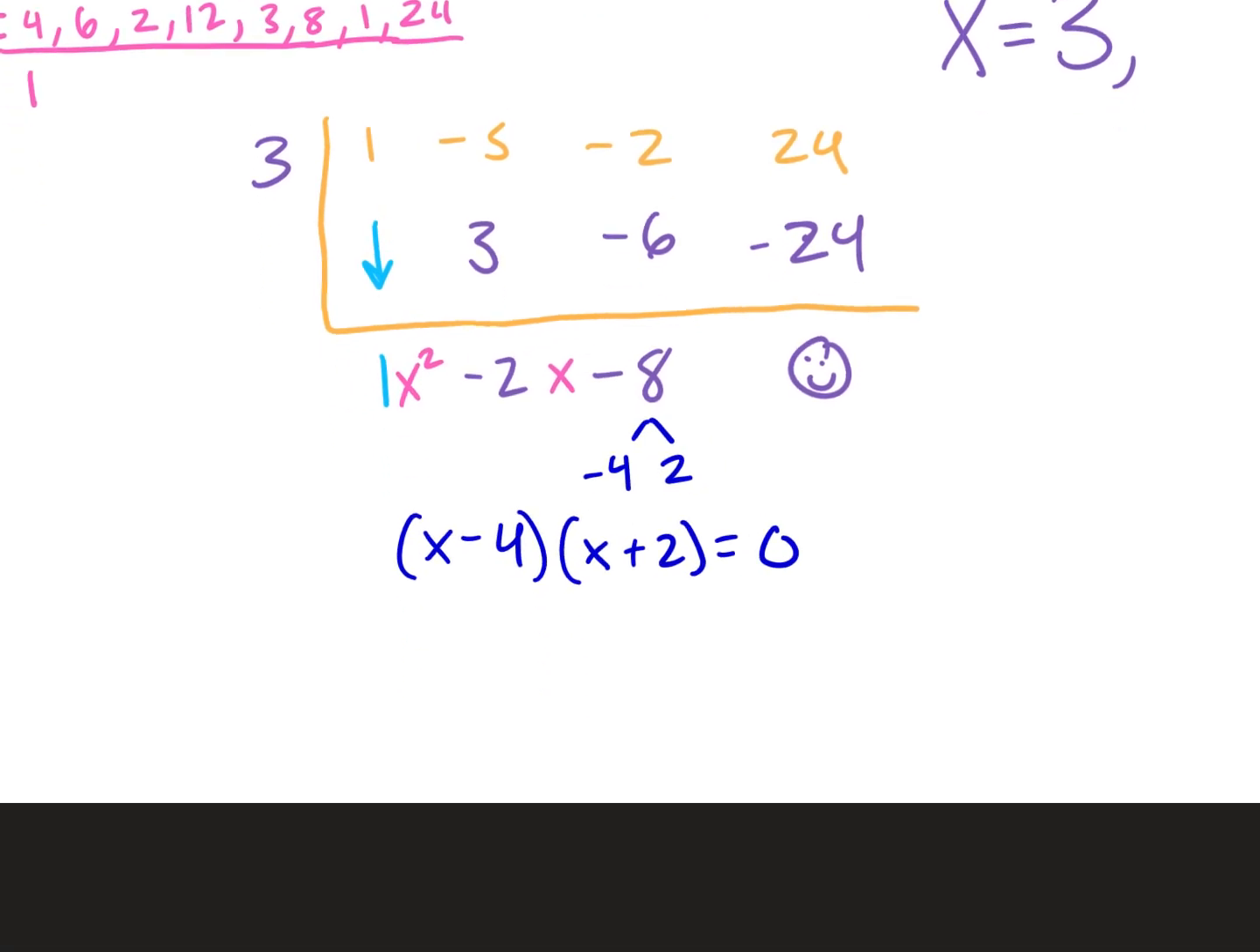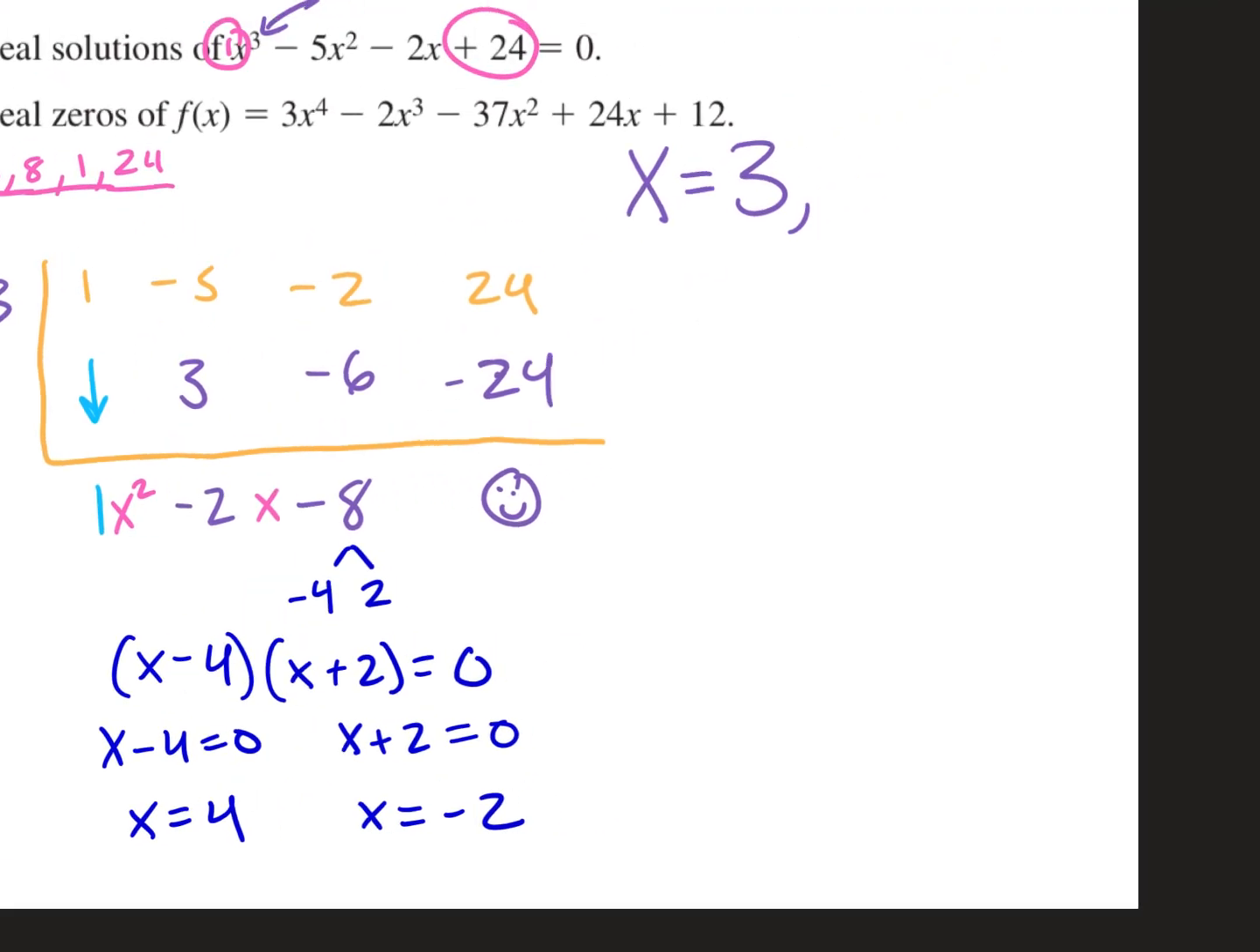Sorry. And x plus 2. What would I have to do next? Flip the signs. So x minus 4 is equal to 0, so x is equal to positive 4. X plus 2 is equal to 0, so x is equal to negative 2. So my other two answers would be 4 and negative 2.